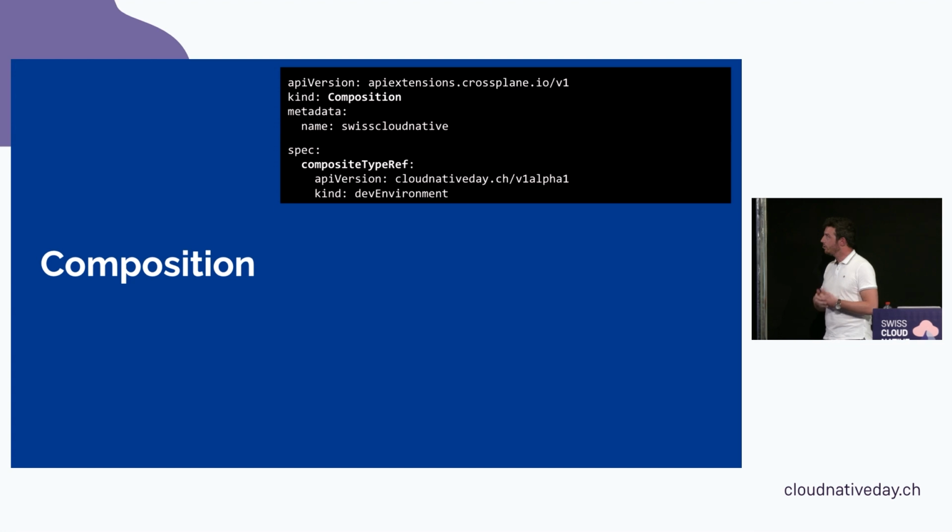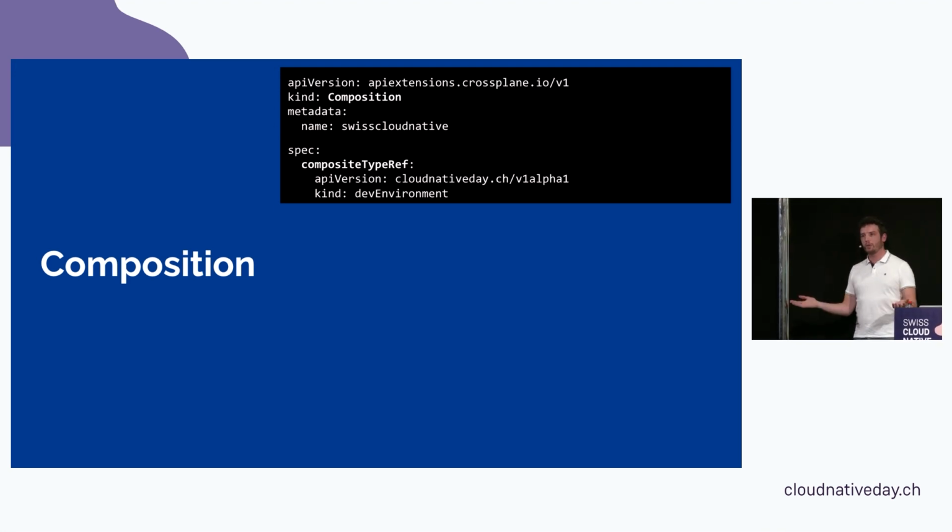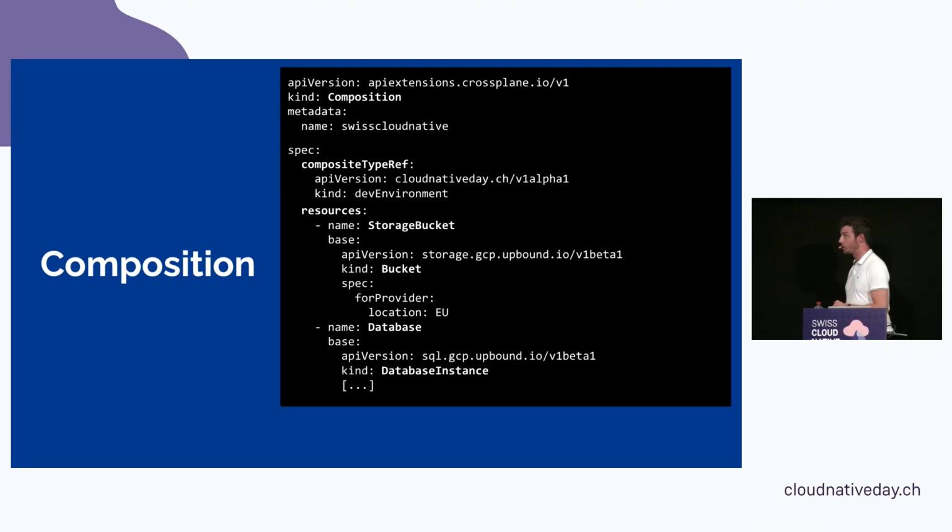cloudnativeday.ch/v1alpha1. And the kind of my custom resource definition is DevEnvironment, because I want to create a dev environment object that my developers can create and use. In this way, whenever they create a new object of type dev environment, everything will come up magically for them. They will have a new bucket that they can use for testing, a new database that they can play with. After that, I pretty much just copy-pasted the previous slide. So I just copy-pasted the resources that I want this composition to have: a storage bucket and a database.